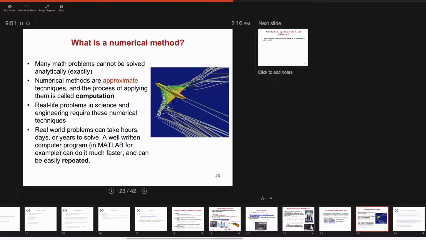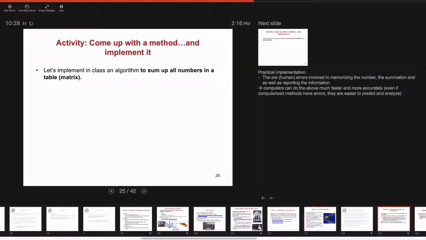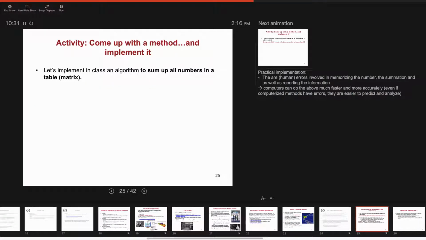So, many mathematical problems cannot be solved analytically. I'm going to give you one example today. And numerical methods are basically approximate techniques to find that solution. They typically iterate. I take a guess, I improve it. I improve it again, and I go through the loop 1,000 times. That's where computers are useful. Okay? A human cannot necessarily do that. Okay? And real-world problems can take actually hours, even days to solve, even with the infinite computational power that we have today. Okay? So let's actually do one example activity, and we're going to implement an algorithm in class.